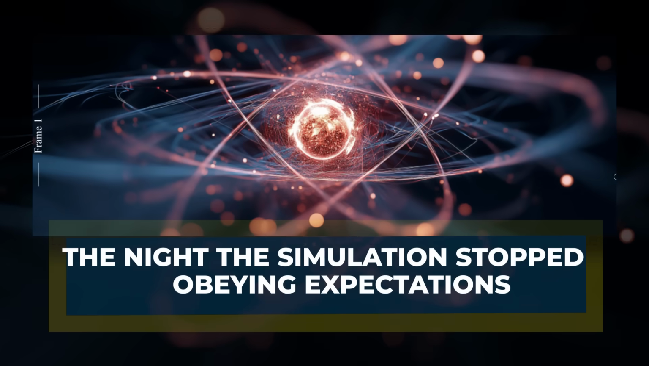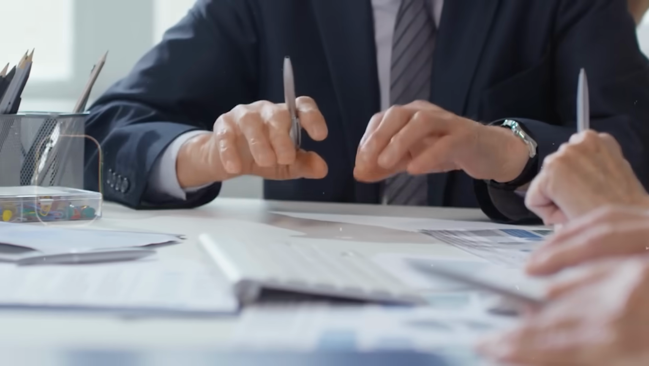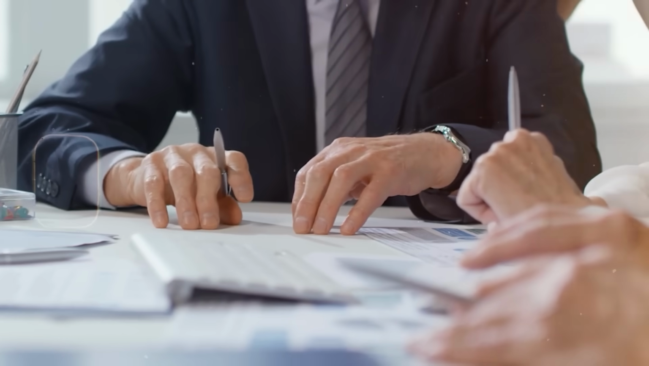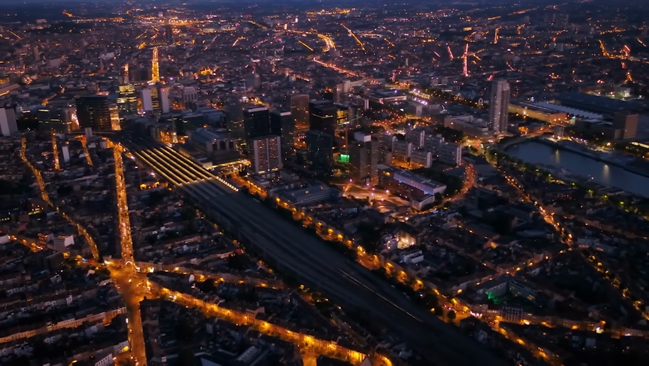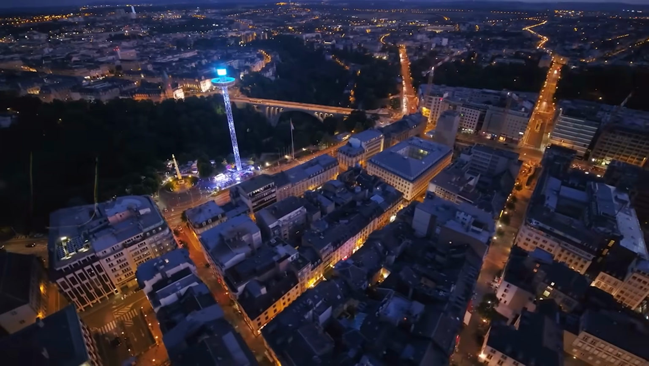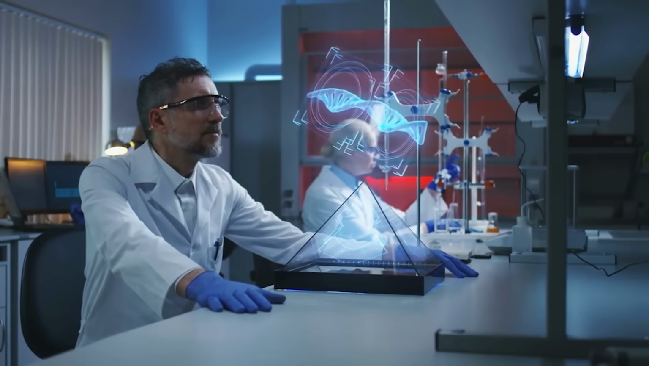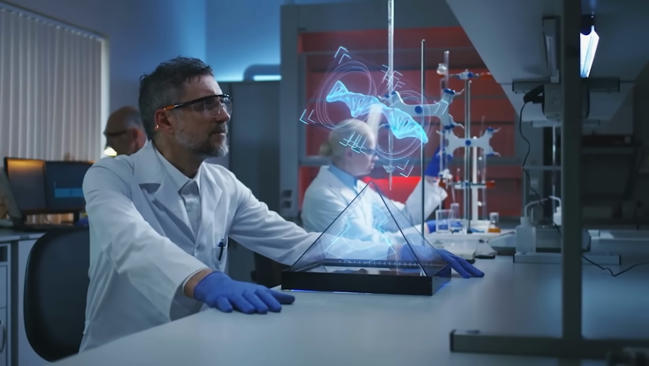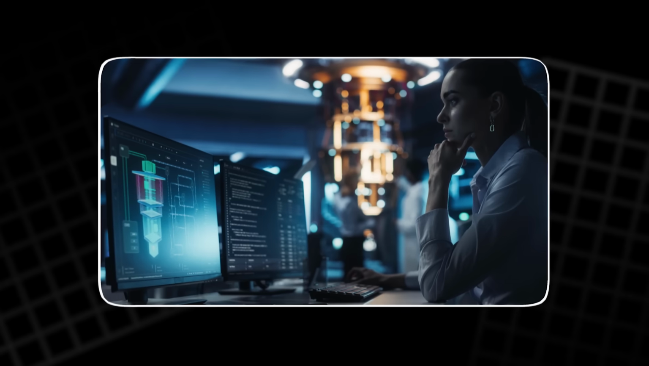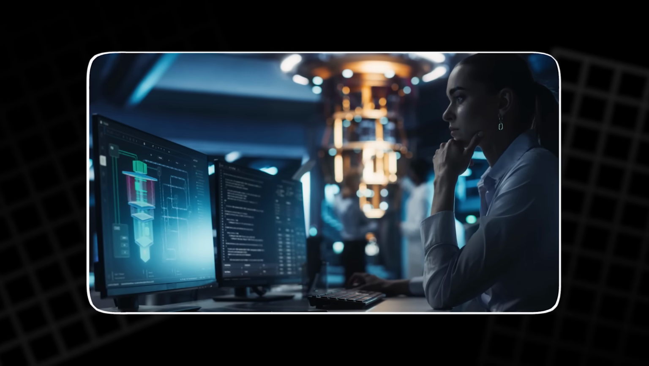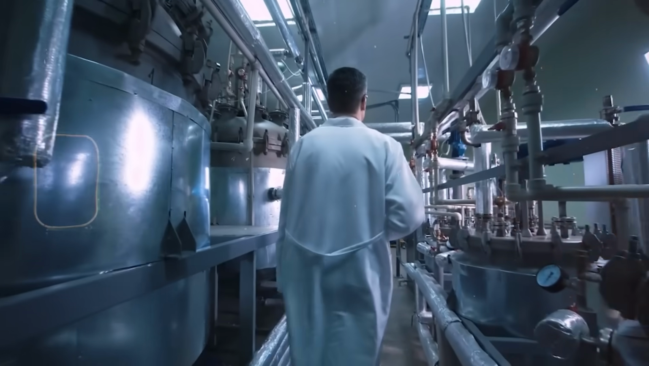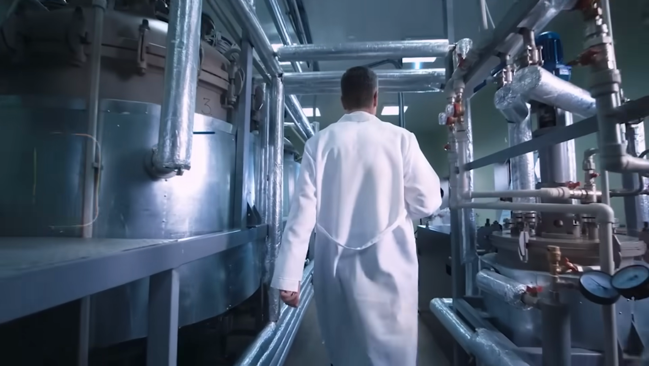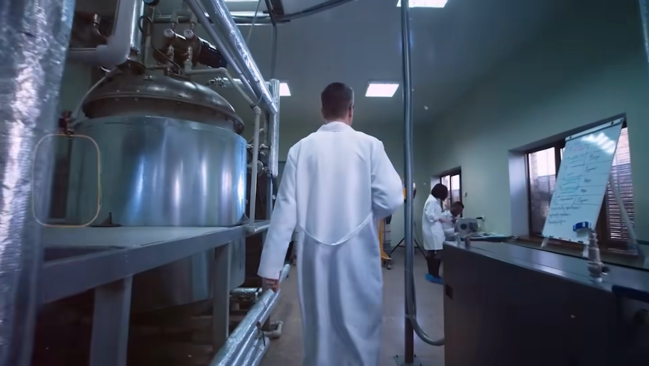The night the simulation stopped obeying expectations. According to an internal memo later circulated among collaborators, the anomaly showed up on March 12th at 3:47 a.m. Central European Time. Dr. Amara Okonkwo, who led the theory side of the project, first assumed something boring: a timing glitch, a calibration slip, a stray bit of noise creeping into the readout. That's the usual story in a lab. You see something weird, you blame the machine, and you move on.